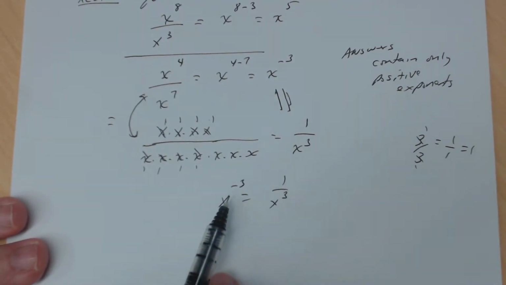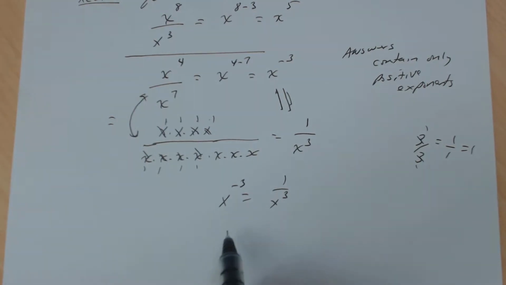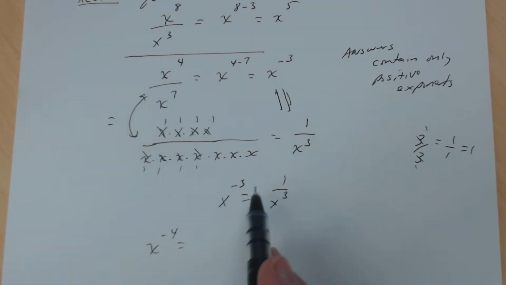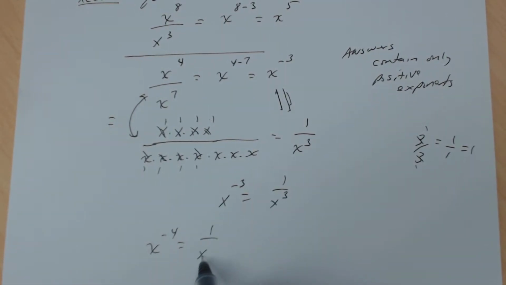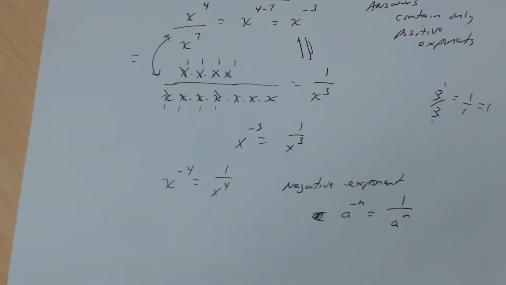So whenever you have negative exponents, if you have x to the negative third, then by definition that's 1 over x to the third. If I have x to the negative fourth, then by the same idea, that will be 1 over x to the fourth. So the negative exponent rule says this: if you're looking at a to the negative n power, then that is equivalent to 1 over a to the n power.